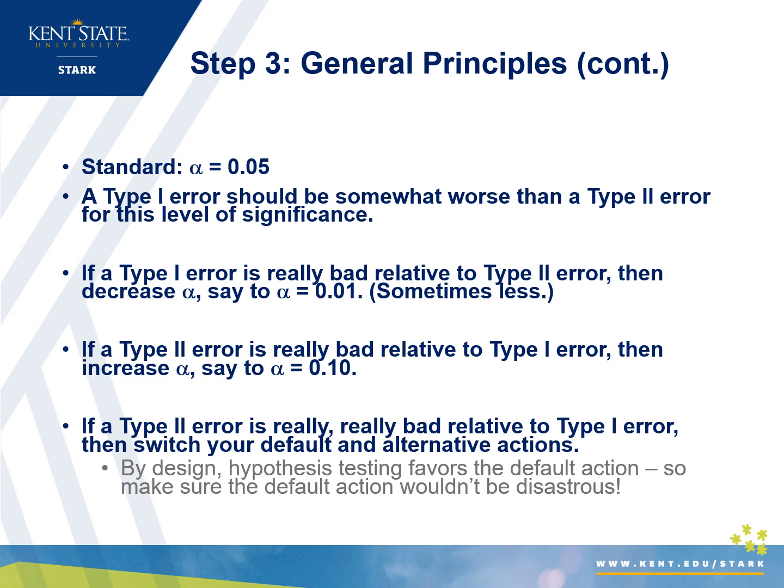If, though, a type 1 error would be particularly bad when compared to a type 2 error, then we need to set the level of significance very low, 0.01 or even lower at times. If, on the other hand, a type 2 error is pretty bad relative to a type 1 error, that calls for a higher level of significance, maybe 0.1, or in the extreme case should lead us to switch our default and alternative actions. After all, if it's really, really bad for us not to review procedures if we need to, then we should just plan to review them, unless we gather strong evidence that it's not necessary. In short, by the design of hypothesis testing, the default action is favored. So we need to make sure that it's not going to be disastrous.